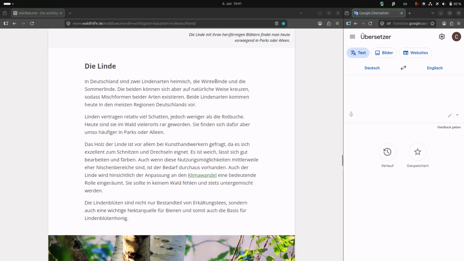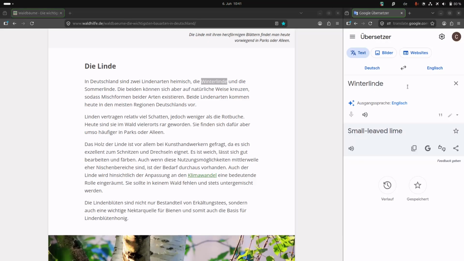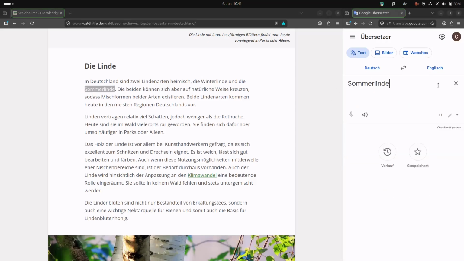The winter linden tree, I guess, or something like that. Small leaved lime, interesting. And the summer linden, or summer linden tree. Die beiden können sich aber auf natürliche Weise kreuzen, sodass Mischformen beider Arten existieren.